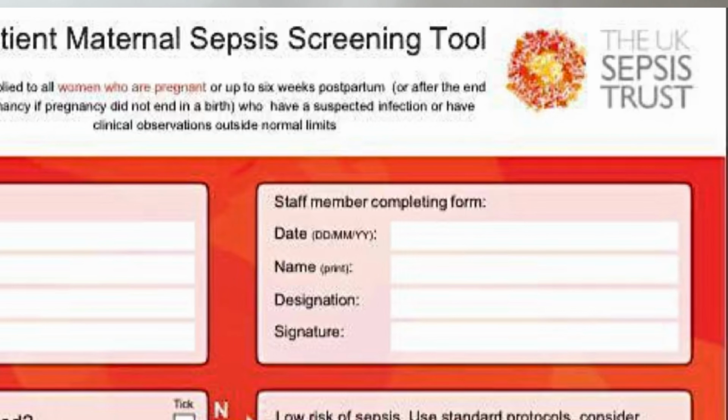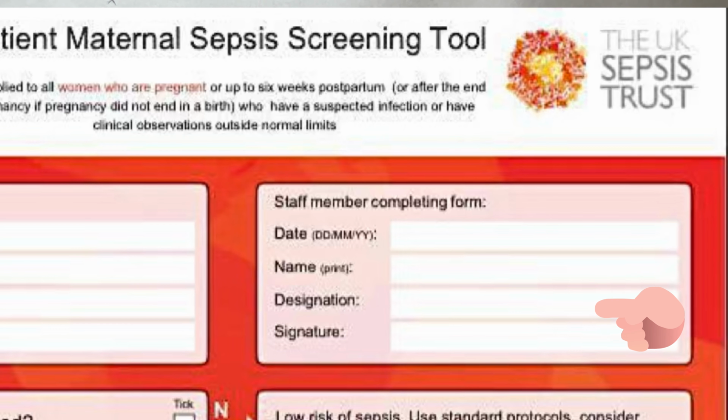Moving on to the right side, we have the staff member completing the form. So who are you? That is the candidate. That is the date the candidate is completing the form, the full name of the candidate, designation, and signature. So the candidate's date is, what is the date of your assessment?